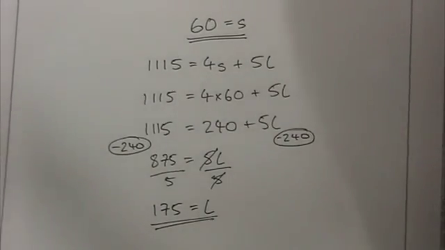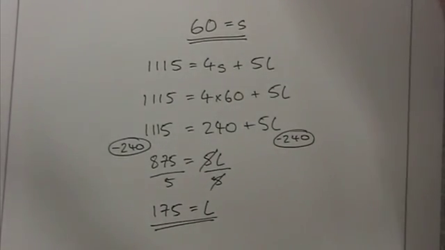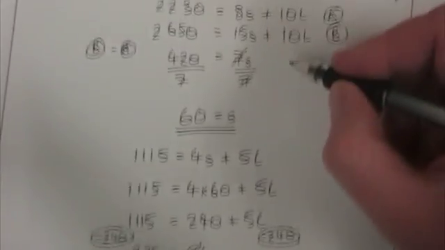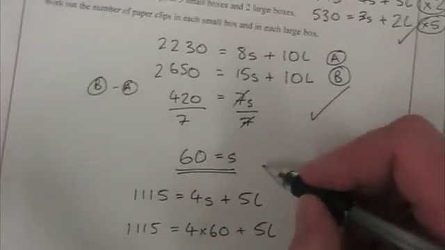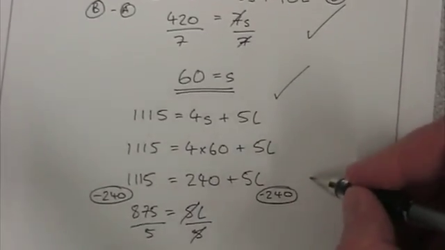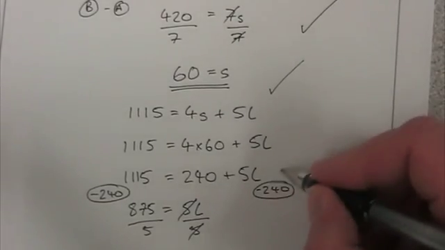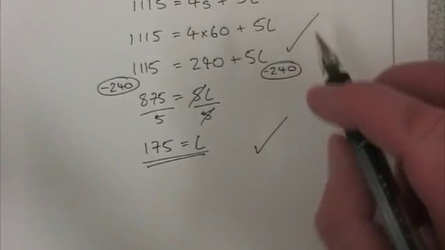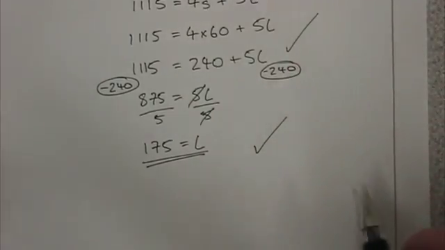5 marks for this question: 1 mark for deriving the equations, 1 mark for manipulating the equations so they have a like term, 1 mark for getting this answer, 1 mark for the act of substitution to find out the other value, and a final mark for the other value, the size of the large box.